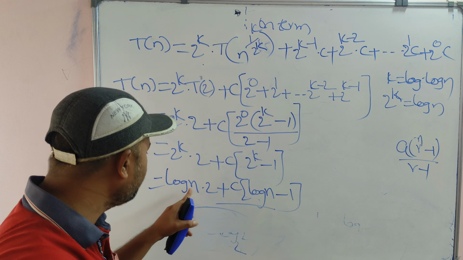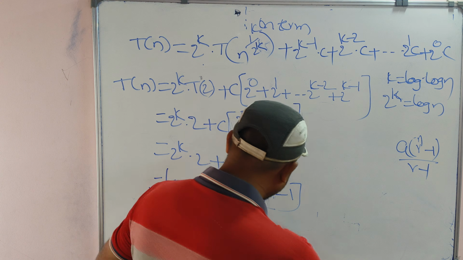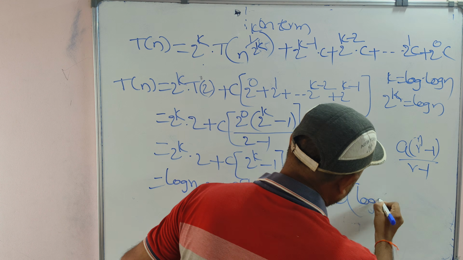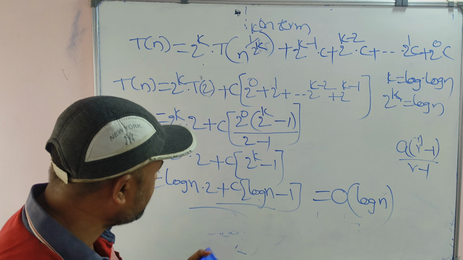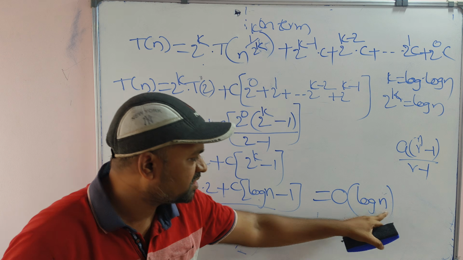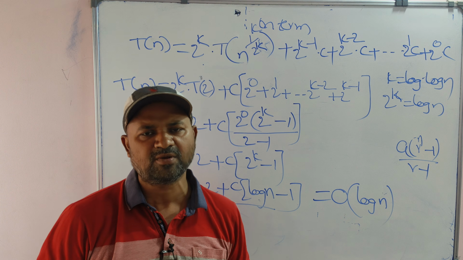So here we have only one term, that is log n. So we can say that the time complexity is order of log n. We don't have any other terms other than log n. So by solving this problem, we got the solution as order of log n. So likewise we can solve any problem very easily.